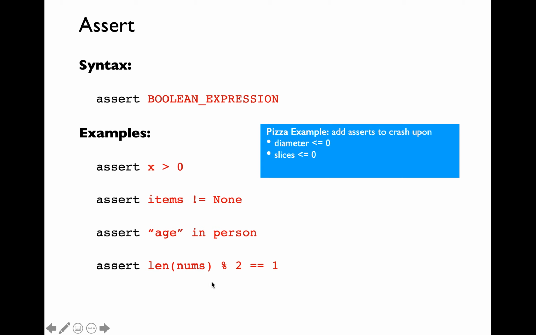The last example over here is checking whether the length of the list nums is odd or not. So recall that you can use the modulo operator and you can easily check whether the remainder that comes out of len of nums divided by 2 is 1 or not. If it is 1, then we are happy with that. If the nums list has an even number of items, then we are not happy with that.